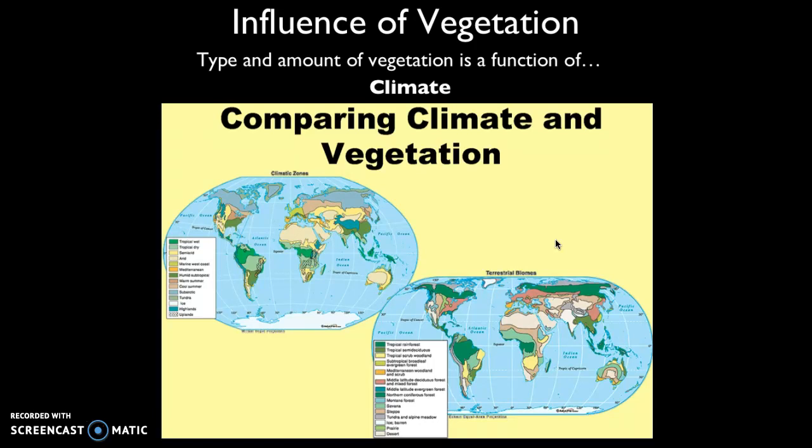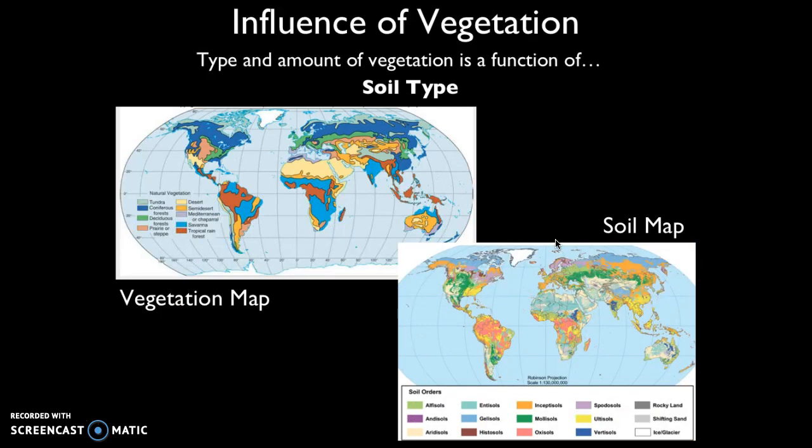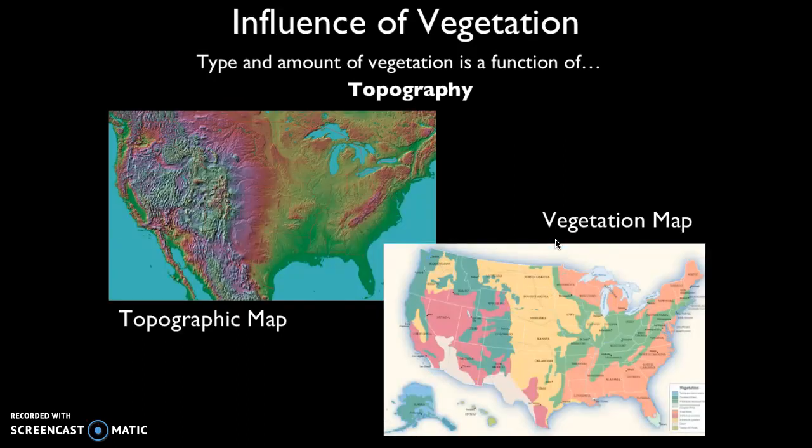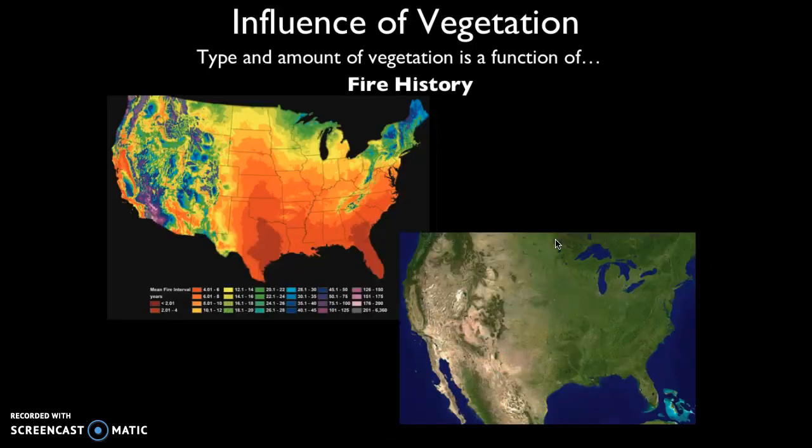So I'm going to go through these slides kind of fast, but they're online so you guys can check them out. So again, climate is going to affect greatly what type of vegetation you have and how much. Soil type is also going to change that, as well as the topography and the fire history.